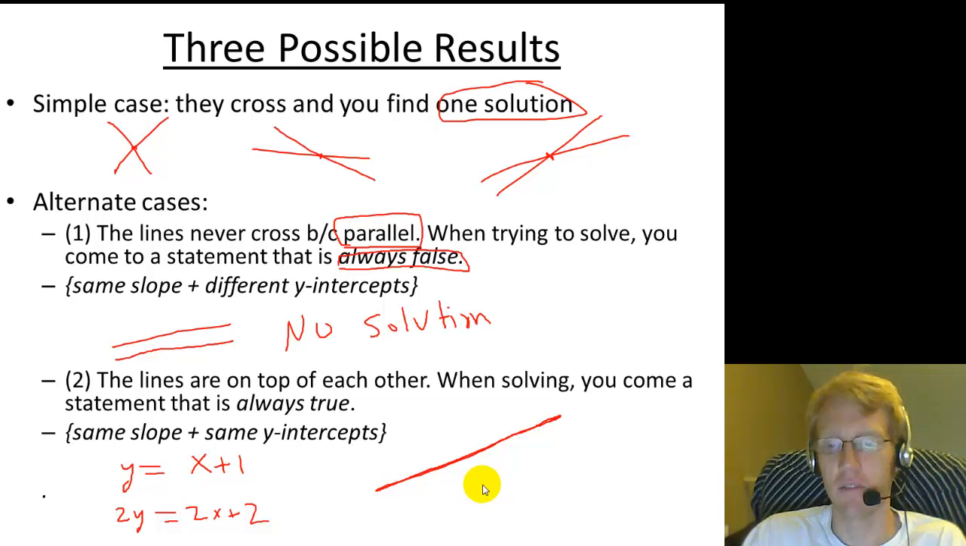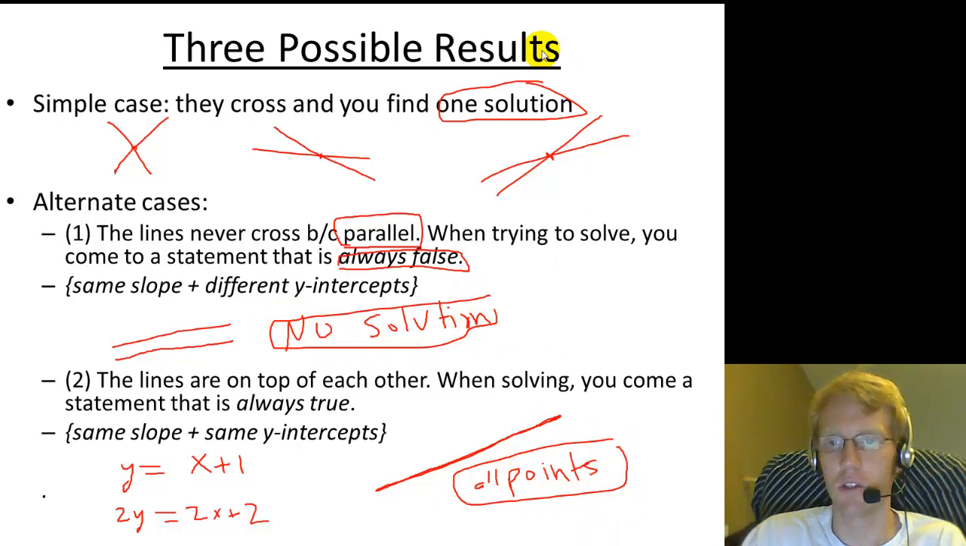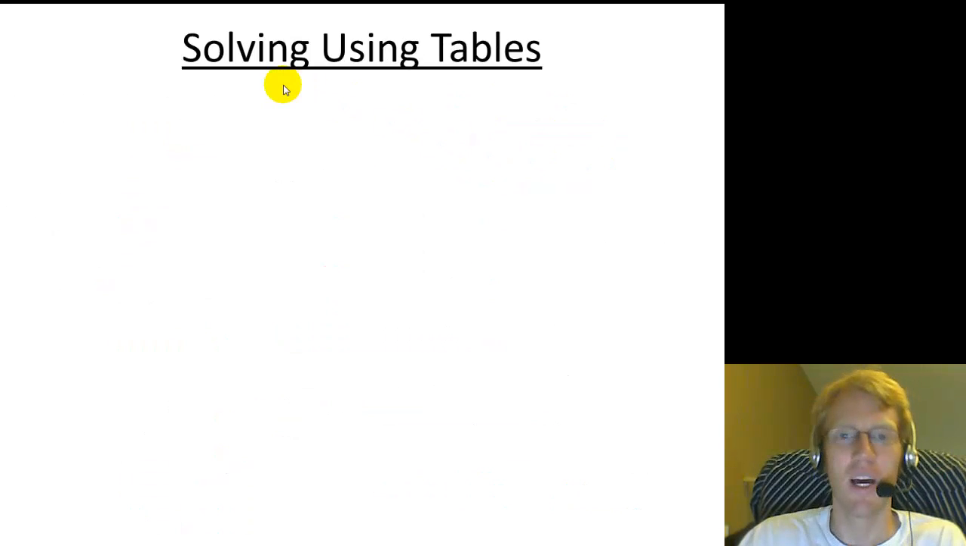So then you have all points are solutions. So you could have no solution, all points as your solution, or just one point as your solution, depending on the possibilities. Okay. Another possibility is that you could solve these using a table.